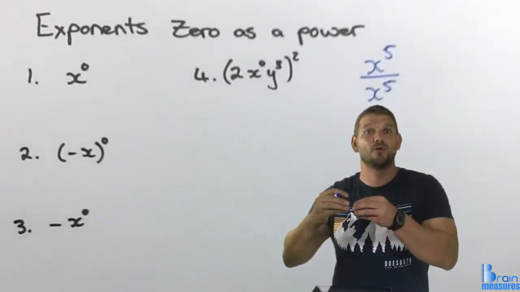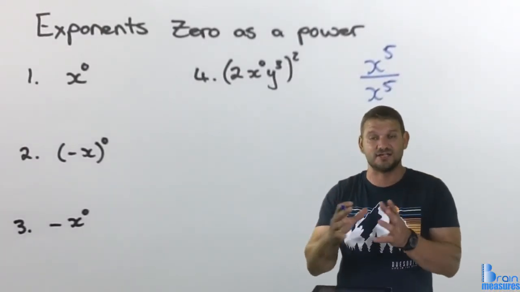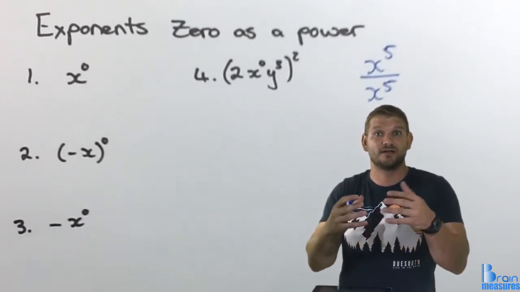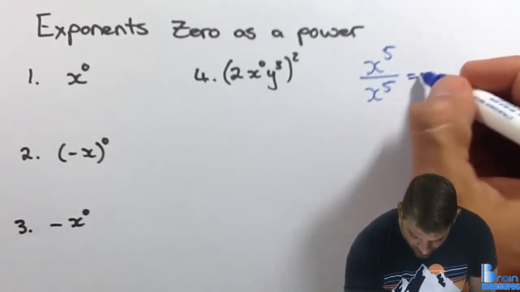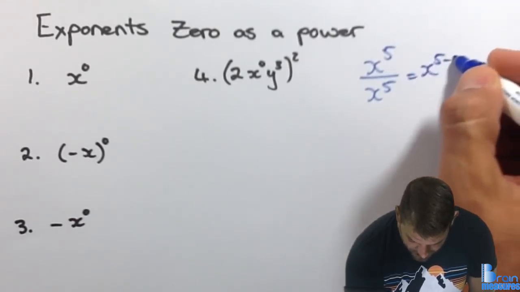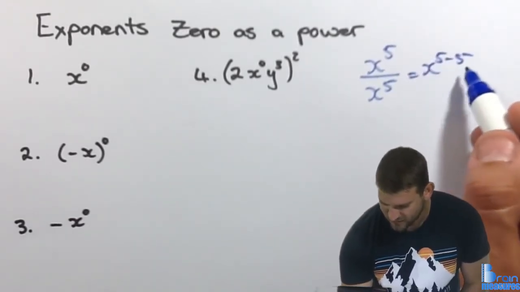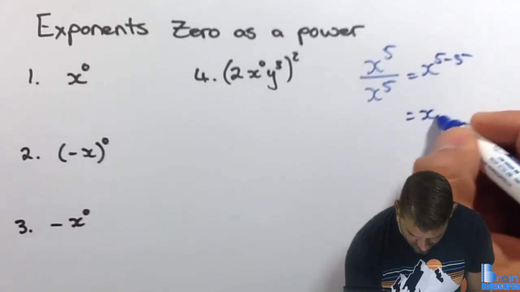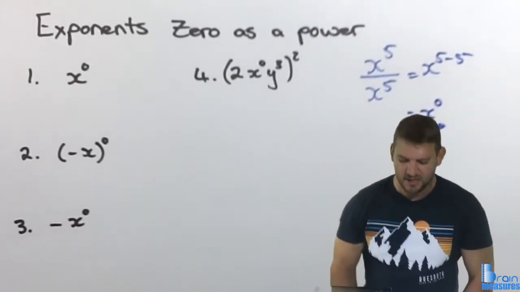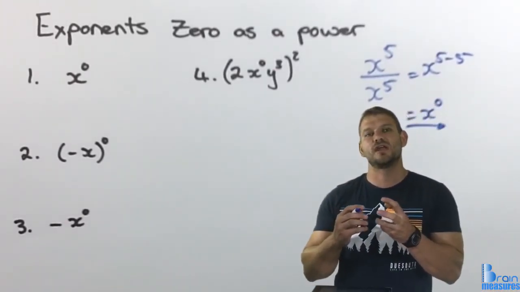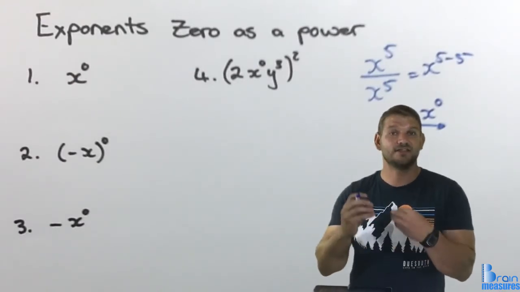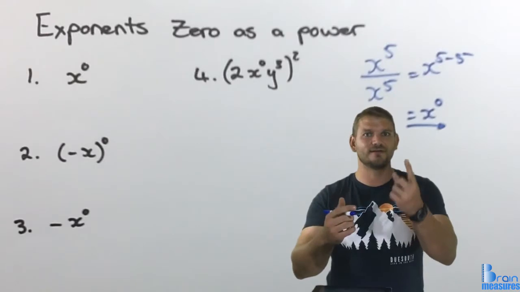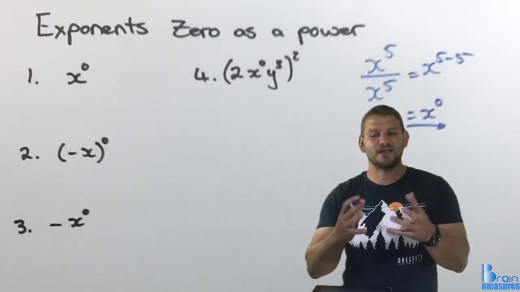Now if you apply law number 2, which states that if the bases are the same and I divide, I need to subtract the exponents, we get x to the power of 5 minus 5. And 5 minus 5 is 0, so you end up with x to the power of 0. So technically what it means when you get x to the power of 0 is that you've divided by the same thing. And the same thing divided by the same thing equals 1. And that is what it means.